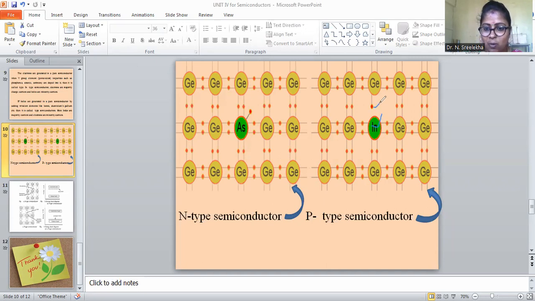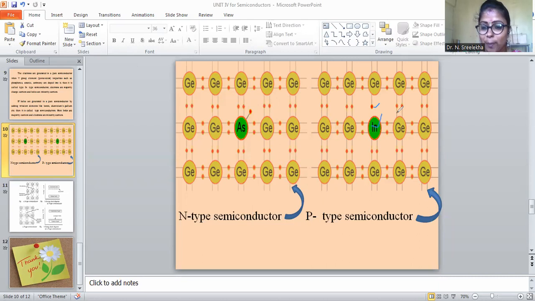So that hole is called an acceptor. So it is able to accept one electron. If 2 indiums are added, 2 holes are created. If 3 indiums are added, 3 holes are created. Those 3 holes are called acceptors.